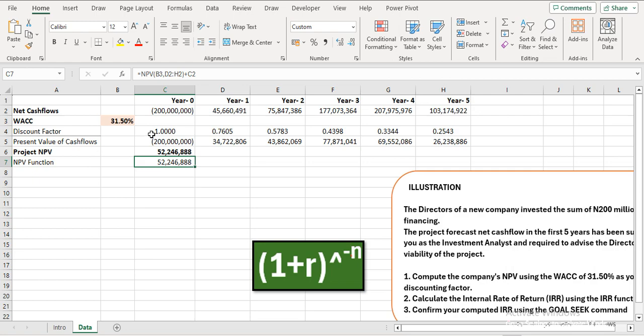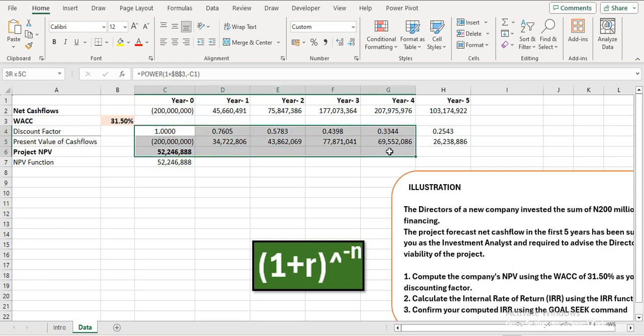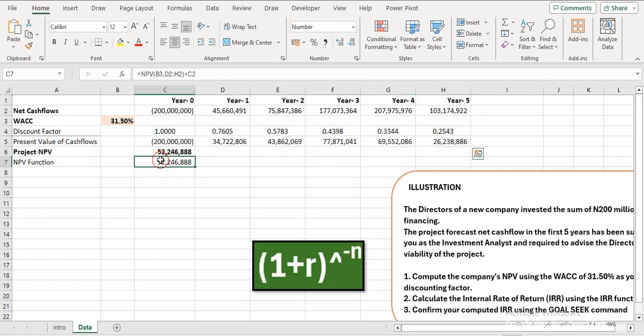So working with Excel, I actually don't need to do the whole of this. I would have just used my Excel function NPV and arrive at the same thing. So we already have that. Let me take this out. So now, okay, let me leave it there. So that's based on the Excel NPV function.